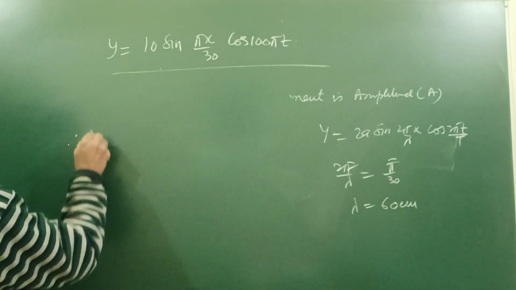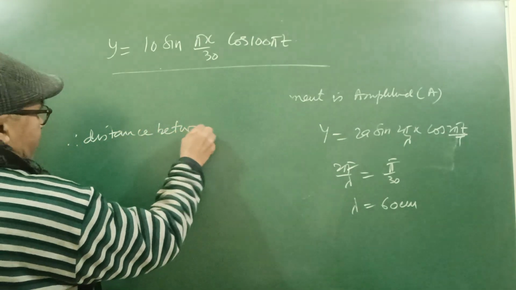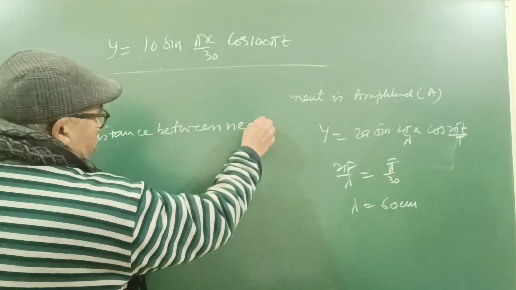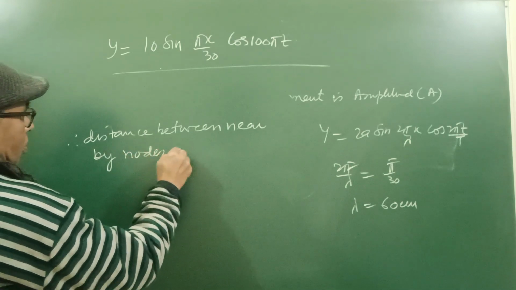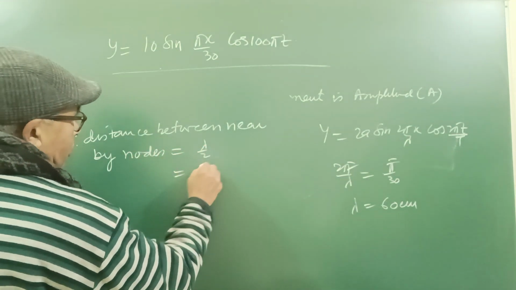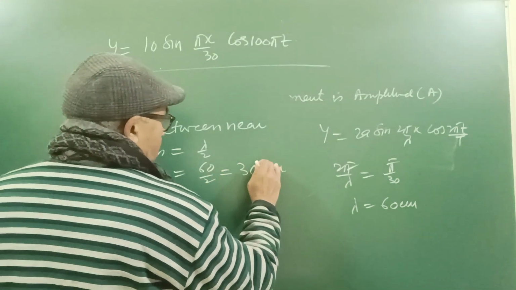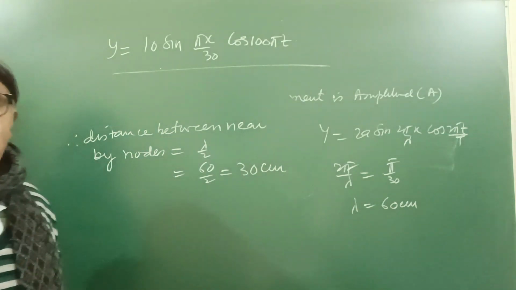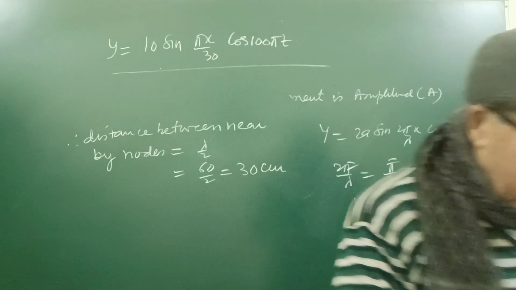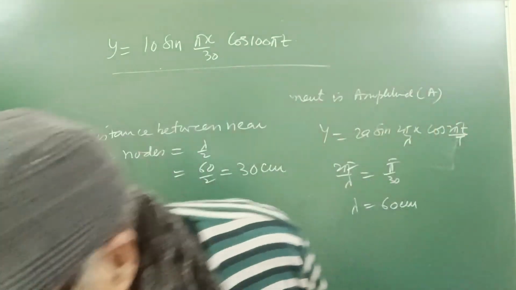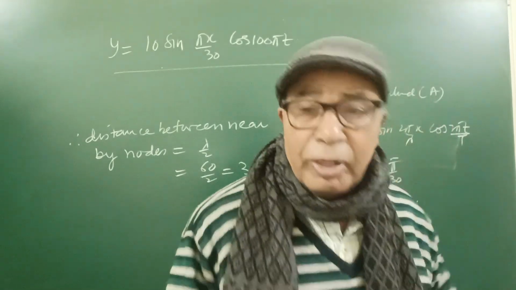The wavelength is 60 centimeter, but the distance between nearby nodes is half the wavelength. Hence the distance between nearby nodes, lambda by 2, is equal to 60 upon 2, 30 centimeter. So please see these questions carefully and try to understand, because in every exam there is a question on standing waves in a different form.